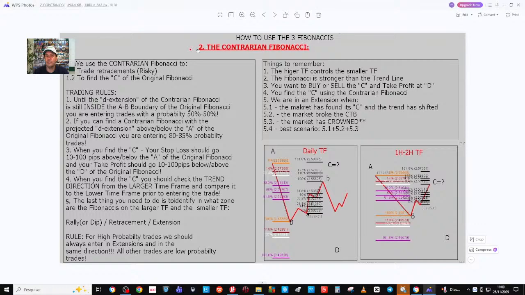Now the second one is what is called the contrarian Fibonacci. So we use the contrarian Fibonacci, number one, to trade retracements, which is risky, and number two, to find the C of the original Fibonacci.